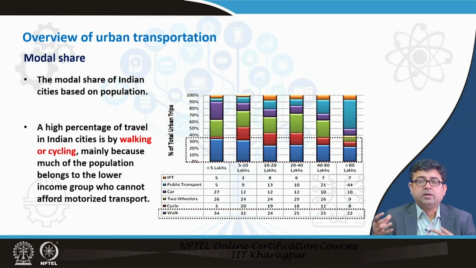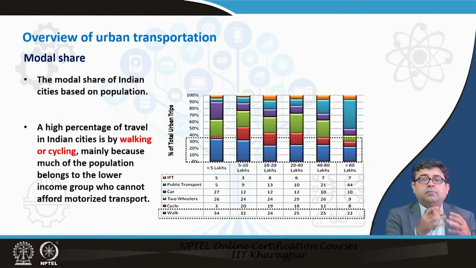So that is IPT. So these are the auto rickshaws or the cycle rickshaws that provide you the last mile connectivity from your bus station to your home, or from a metro station to your home. And so those modes collectively are called intermediate public transportation systems. Taxis are also a form of that.